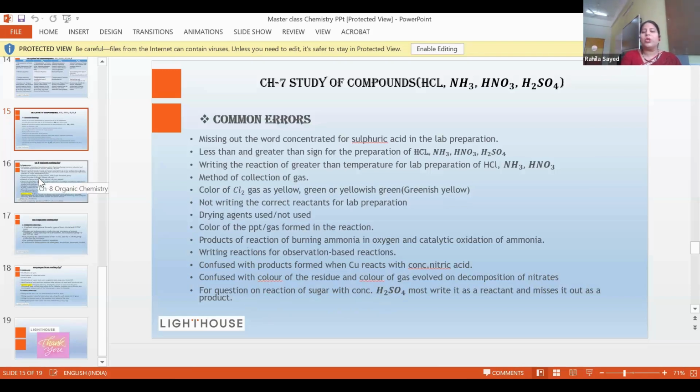Confused with the color of the residue and color of the gas evolved on decomposition of nitrates. For the question on reaction of sugar with concentrated sulfuric acid, most of them write it as a reactant, but they forget to write it in the product as well. It is given in the products as well.